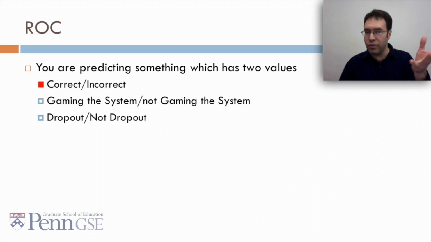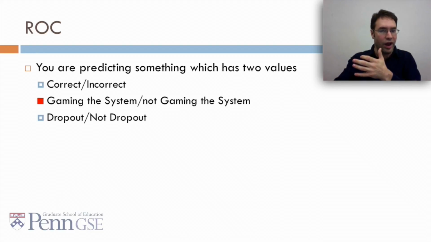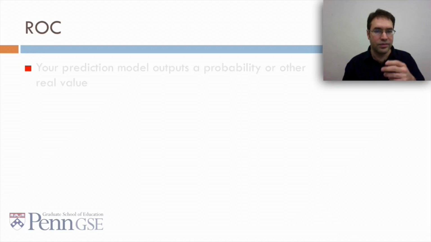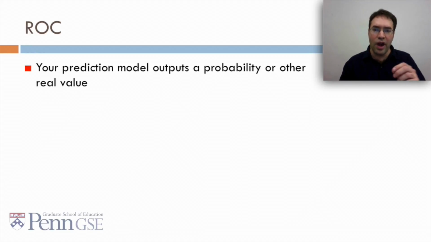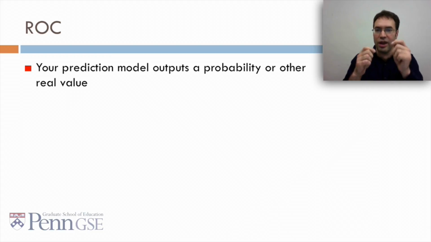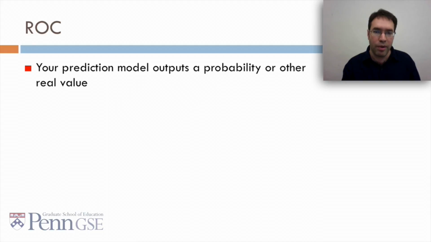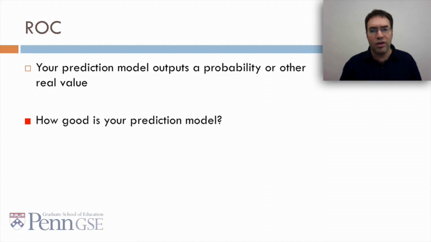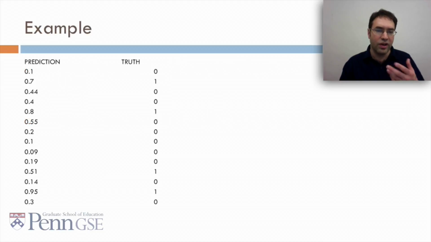Correct or incorrect is one example, or maybe gaming system versus not gaming system, or did the student drop out or not. Your prediction model is outputting a probability or other real value. So instead of just your prediction model saying, yes, this student will drop out, it's saying the student will drop out with 73% probability. And you want to ask the question, how good is your prediction model? Let's look at an example.